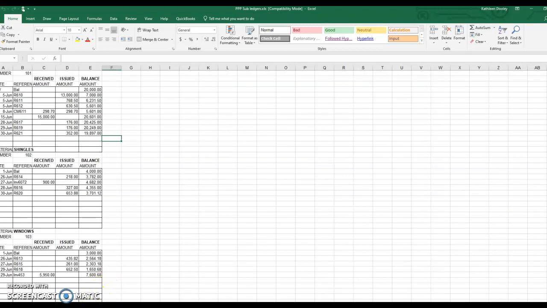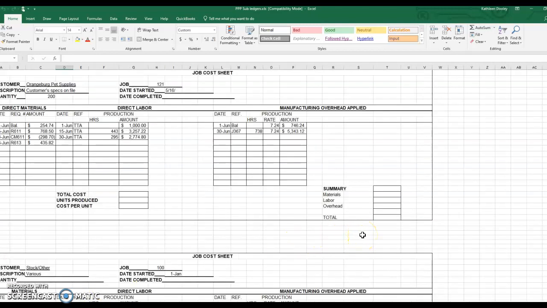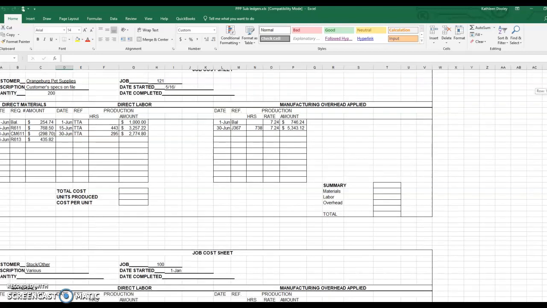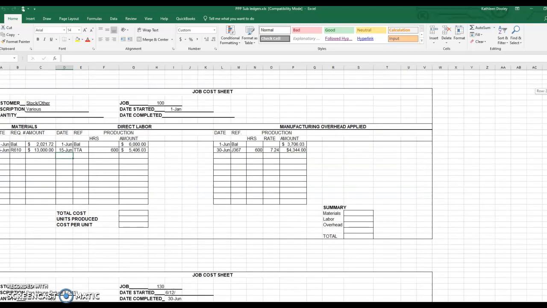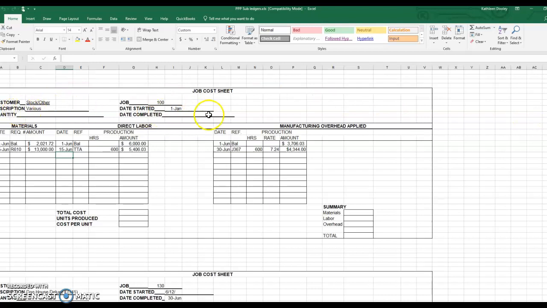Now we have to go to our job cost sheets, and we have to put these amounts onto the particular jobs. Now here's job 121, which is a job that started in May, and job 100.